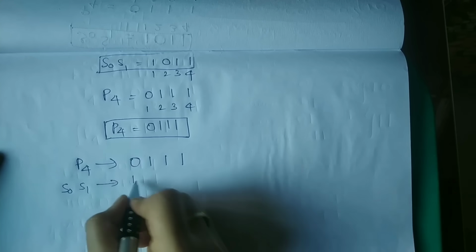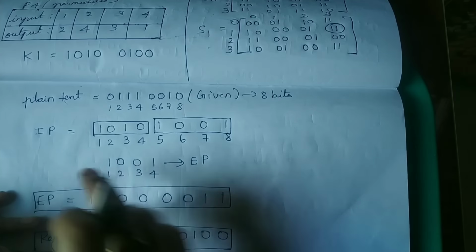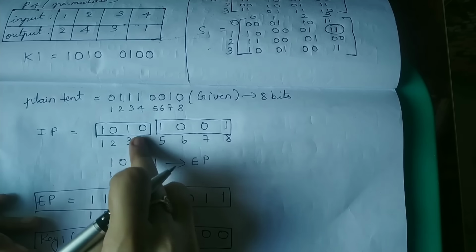Now we must perform the XOR operation using three values. One is the P4 value, that is 0 1 1 1. Next, the S0 S1 value, which is 1 0 1 1. Next it is IP's first 4 bits. Here we found the IP value. The first 4 bits is 1010. Now we are going to perform XOR operation on these.